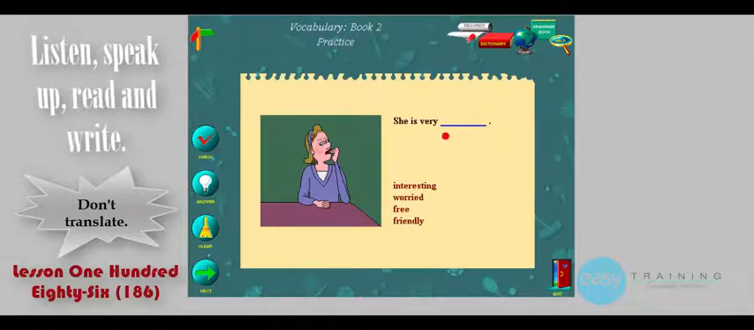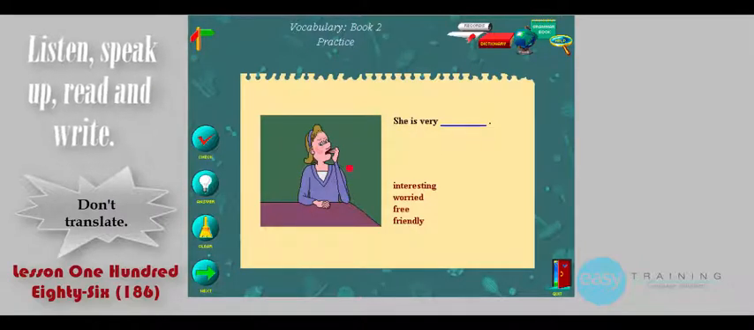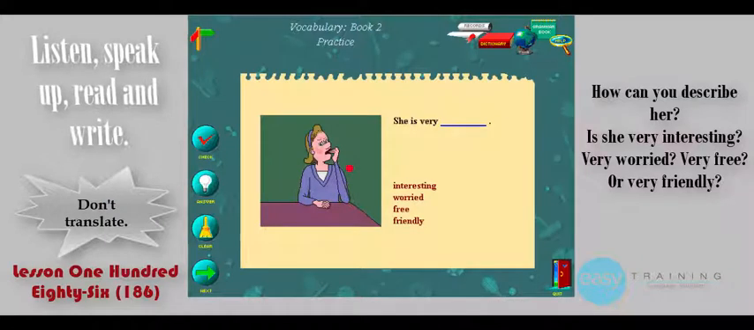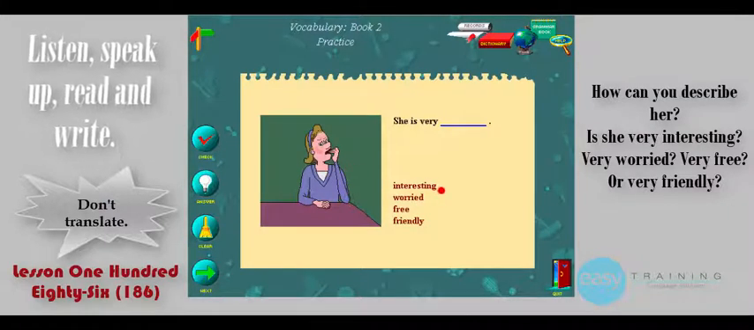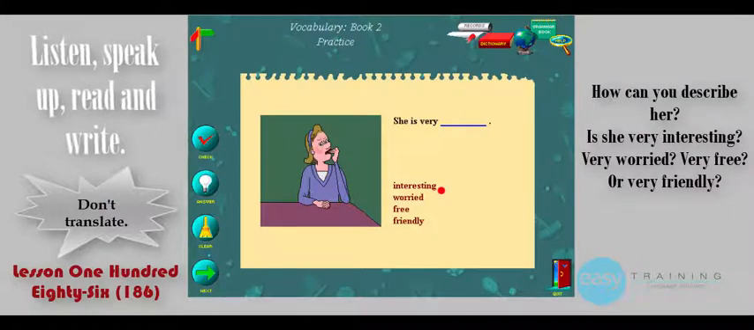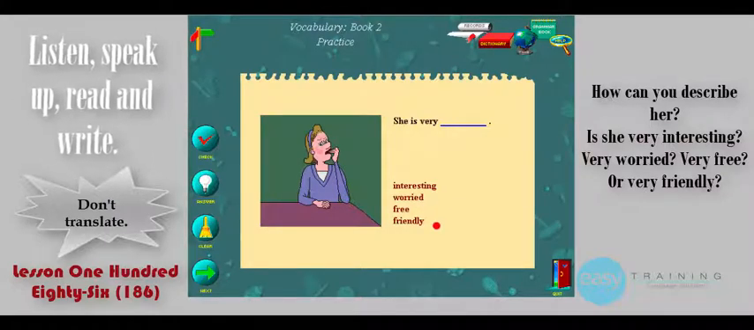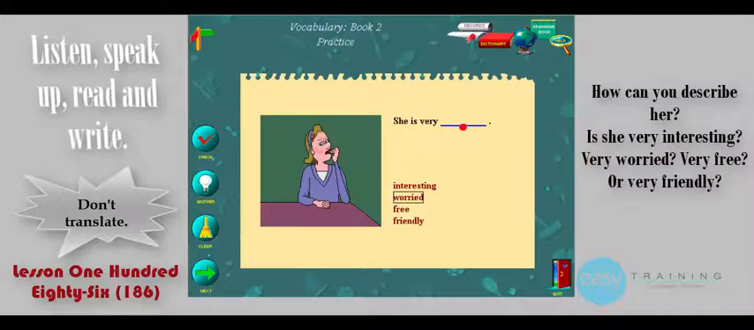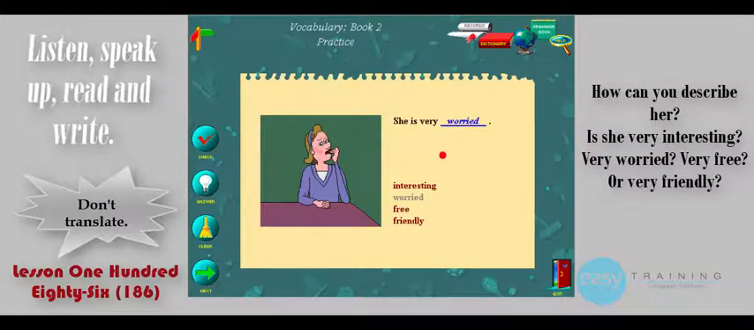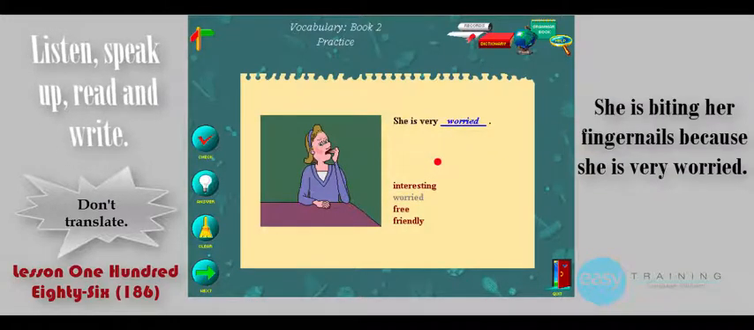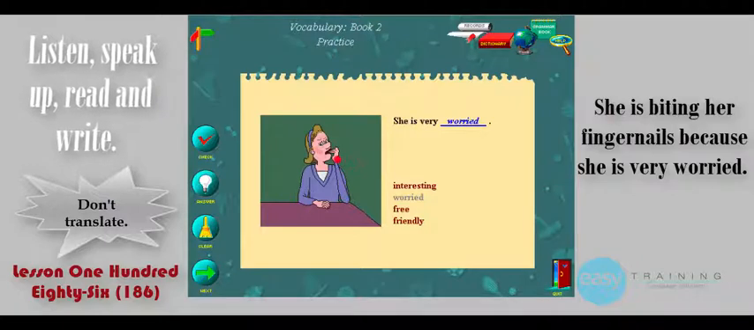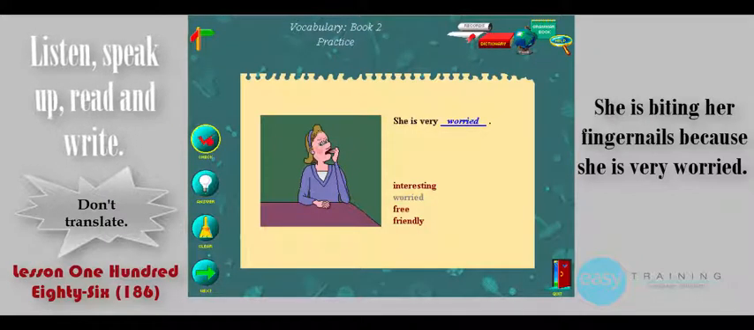She's very blank. Look at the picture. How can you describe her? Is she very interesting, very worried, very free, or very friendly? Well, this is the best choice. She is very worried. She is biting her fingernails because she is very worried.